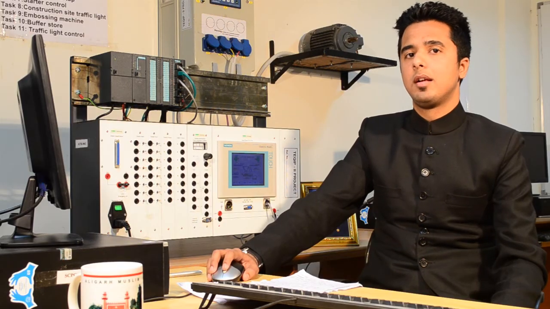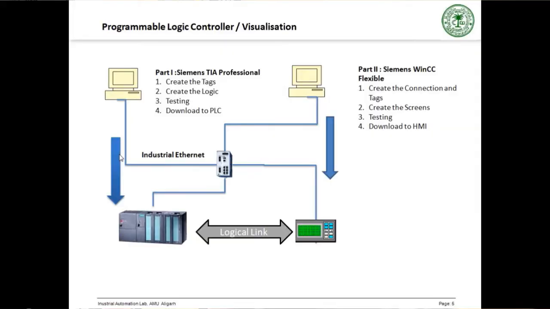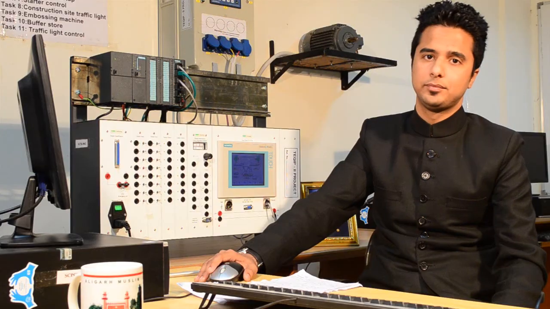Now, my whole project is divided into two different parts. The first part will use the Siemens TIA Portal software, in which I will do the following. The first one is I'll create the tags. The second one is I'll create the logics. I'll draw the block diagrams for different things and different steps. The third one will be the testing along with downloading to the PLC.